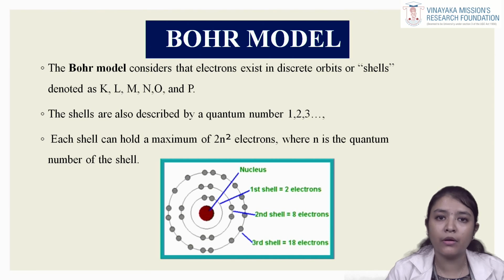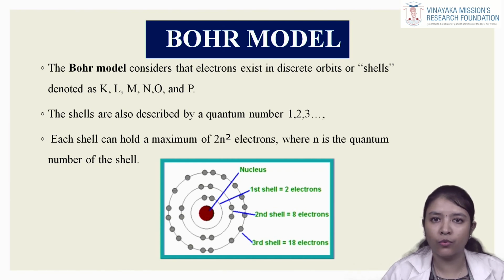The maximum number of electrons an orbit can hold is based on a formula, 2n squared, where n is the quantum number. For calculating the number of electrons held in the K shell, we calculate 2 into n squared, where n is 1. So n to the power 2 is 1, and 2 into 1 is 2. So the K shell can hold a maximum of 2 electrons only. Likewise, L can hold up to 8 electrons and M can hold up to 18 electrons. Similarly, we can calculate the number of electrons present in each shell.